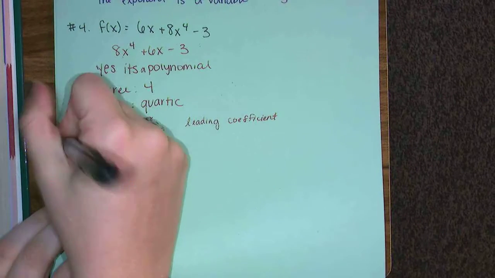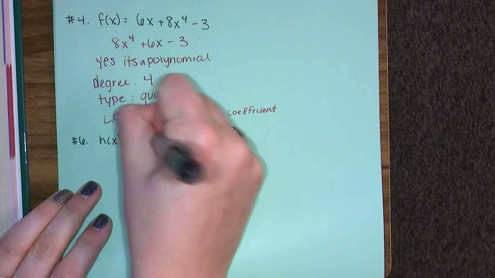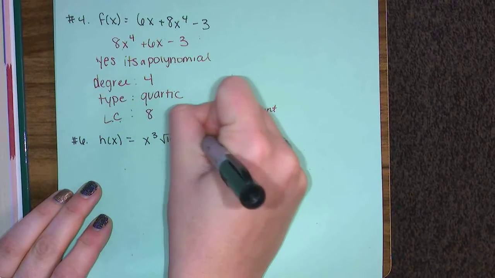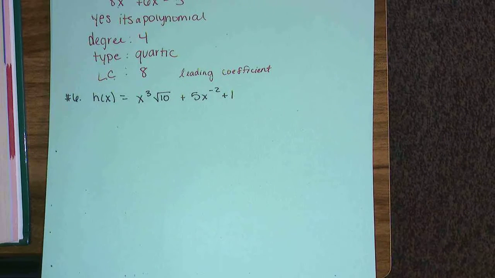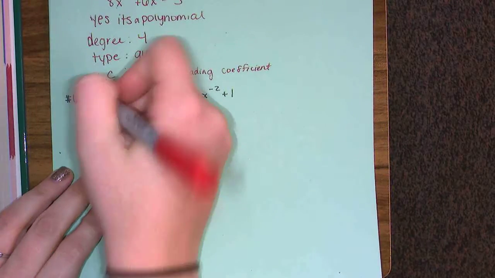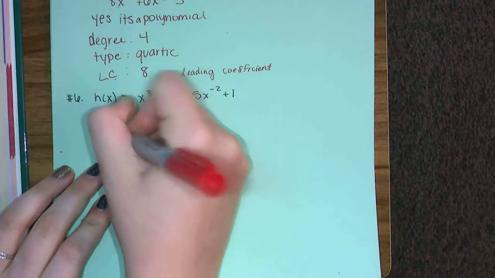Alright. 6. h of x is equal to x cubed square root of 10 plus 5x to the negative 2 plus 1. Okay, is it written in standard form? So it can't be in standard form. Why? Okay, not a polynomial. Negative exponents.